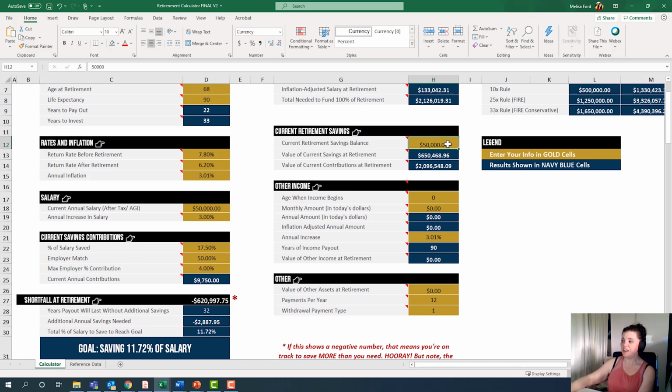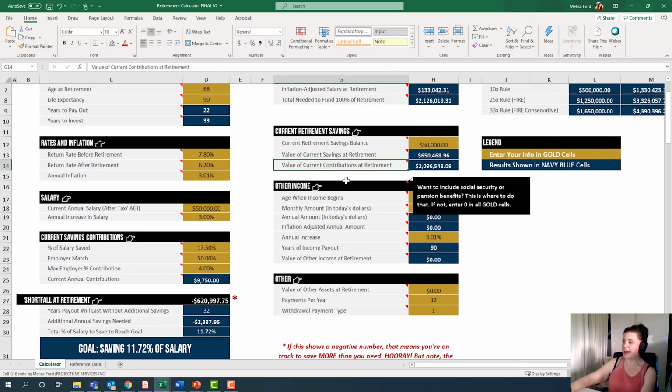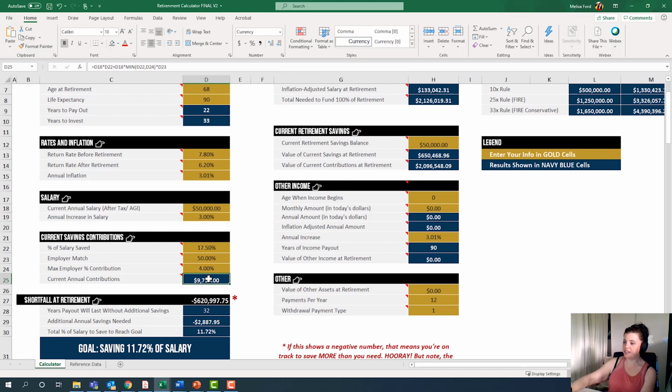Once you put in the value of your current retirement savings balance, it's going to show you, based on inflation, what the value of your current savings at retirement is going to be. That also includes the return rate, so it's assuming it continues to be invested, not just sitting in cash. Then it's going to show you the value of your current contributions at retirement. That's taking this number here and multiplying it by the time you have left to invest, and it's going to spit out that number there.